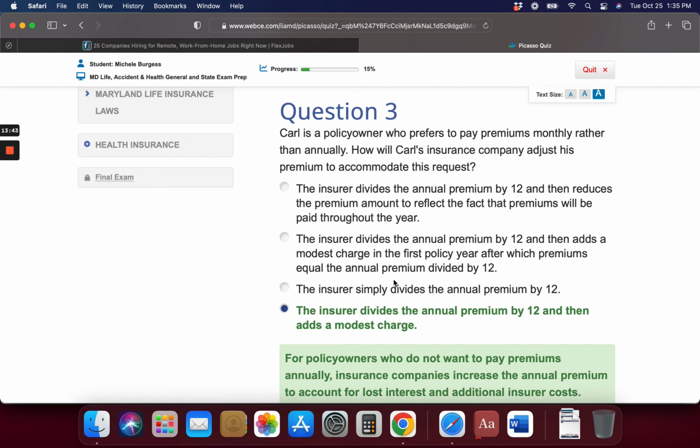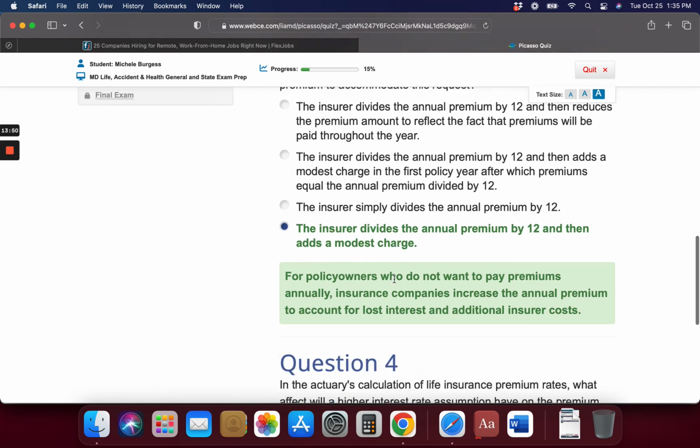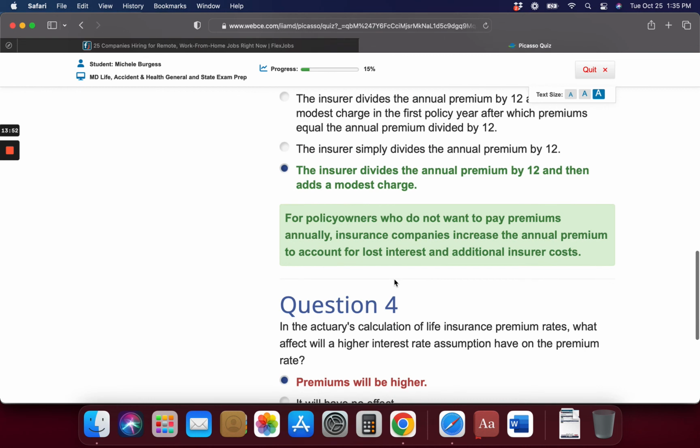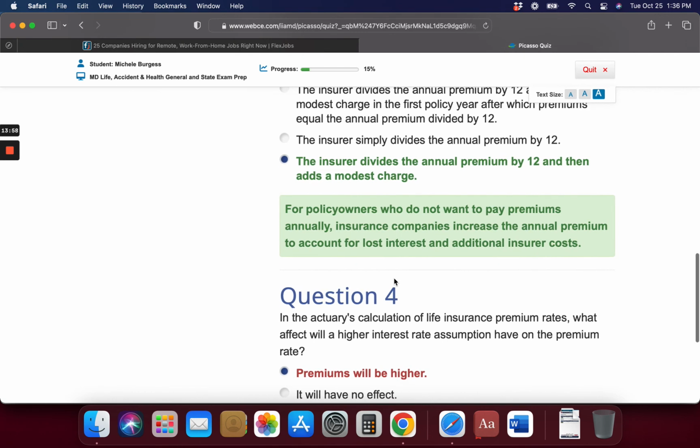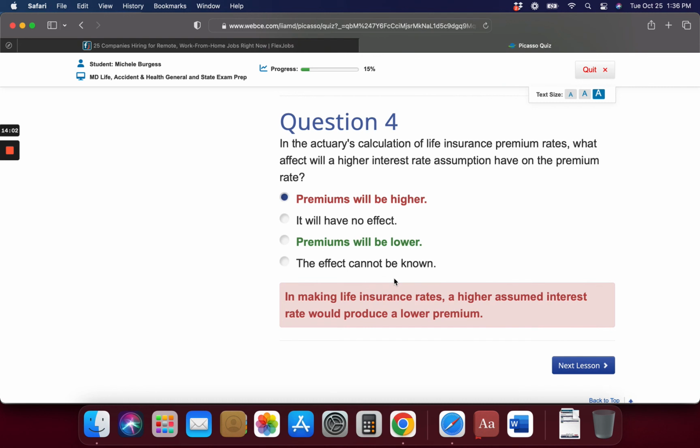Alright, so this one I got right, which I was pretty confident on. They just divide the annual premium by how many months you need, and then they add a little charge. And it goes up for how many months you want different. We showed that in the video. If you need to go back and look at the video, go back and look at it.